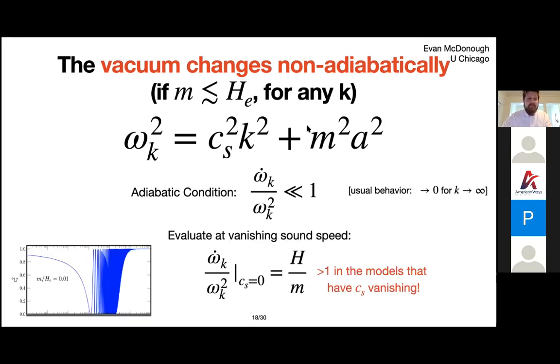But if you compute this for this general dispersion relation and you just evaluate it at moments when the sound speed vanishes, what you find is that it's actually equal to H over m. And it's particularly in the case when m over H is less than 1 that the sound speed can vanish in the first place. So this tells you that this quantity is necessarily more than one in the situations where the gravitino sound speed can vanish. And what's sort of curious about this, or perhaps obvious, is that when c_s vanishes, k drops out of the dispersion relation. So this violation of adiabaticity is k independent.